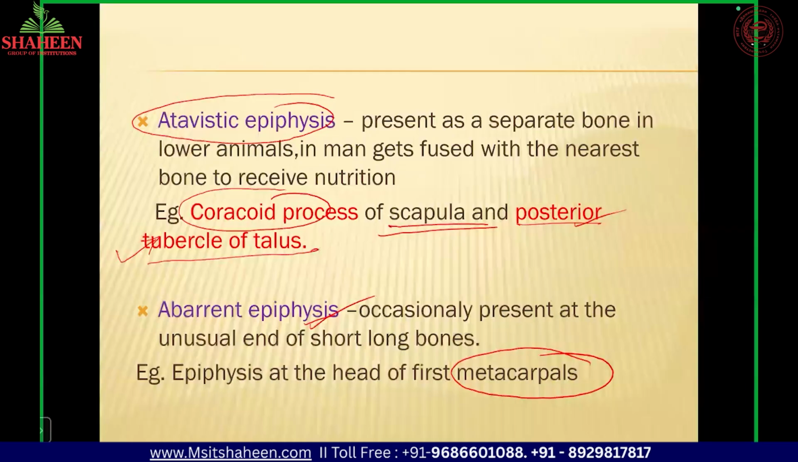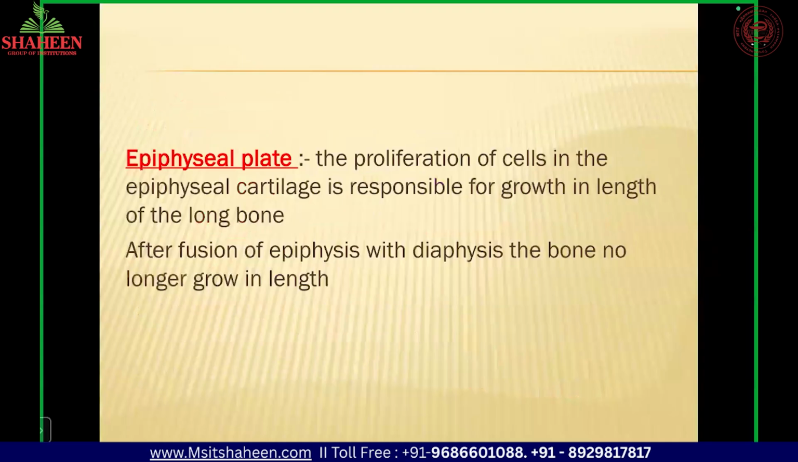Got it? Next is the epiphyseal plate. We already know that this is the plate seen in a developing bone. The plate consists of proliferating cells in the epiphyseal cartilage, and it is responsible for growth in length of the long bone. After the fusion of the epiphysis with the diaphysis, the bone no longer grows in length.